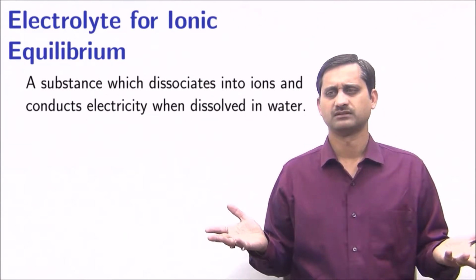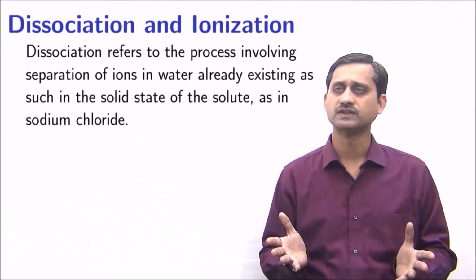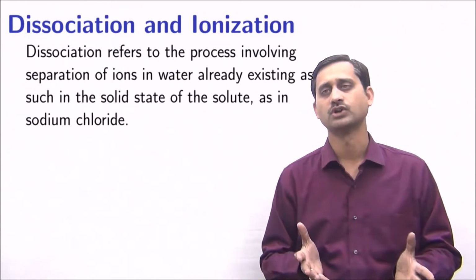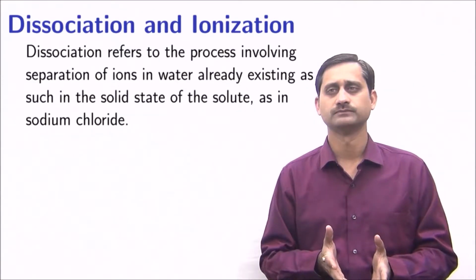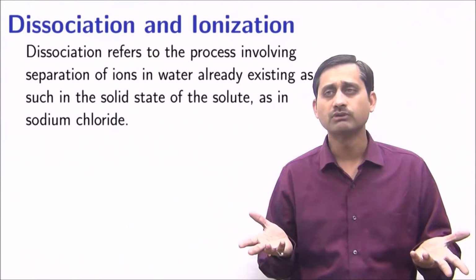Electrolytes are all different. They differ from each other in many aspects, the most important being the extent of dissociation or ionization. Before moving any further, let's understand these terms: dissociation and ionization. Dissociation refers to the process involving separation of ions in water, which were already existing as such in the solid state of the solute. The example, sodium chloride.